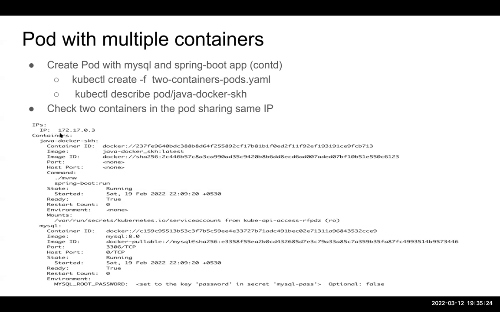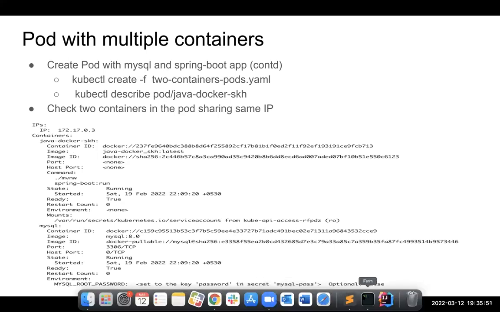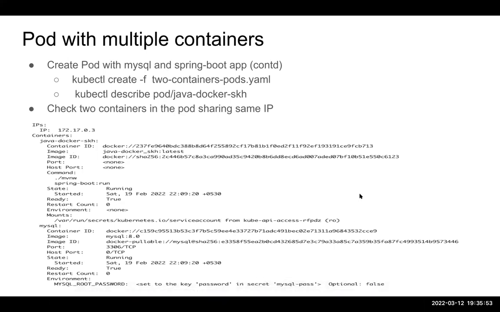One is this IP address. This is one container, which is your custom image, and second is the MySQL, right? But both have the same IP, and you can see the container ID for our application is this, image is this, and the command is whatever is given. MySQL container ID is this, image is this, image ID is this, port is this, and the environment variable is given. So both containers are using the same IP address.